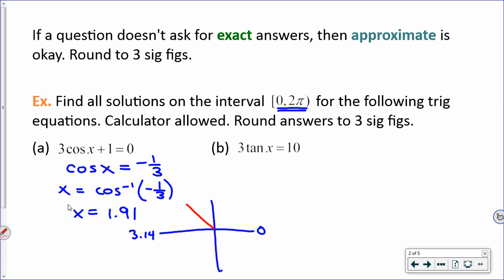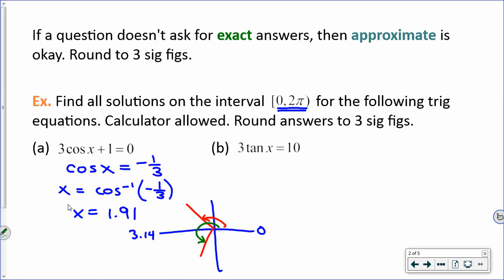And there's another quadrant where cosine can be negative, and that would be quadrant 3. So we're looking for, that's basically a reflection down there. We're looking for that same angle, but down in quadrant 3. So if we know that this is 1.91, we have to figure out what that angle is. So there's a couple of ways to go about doing this.